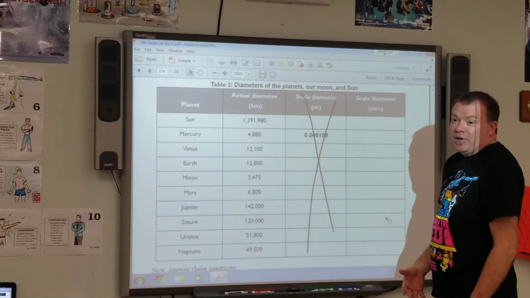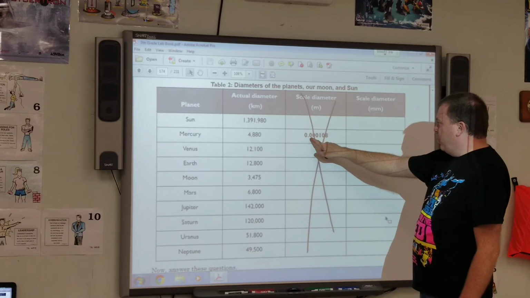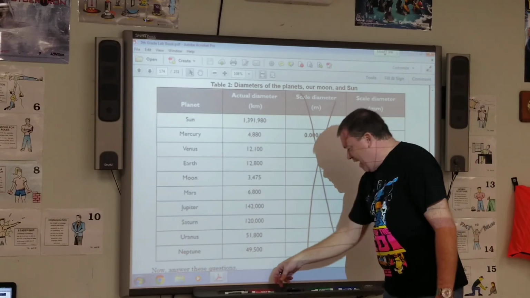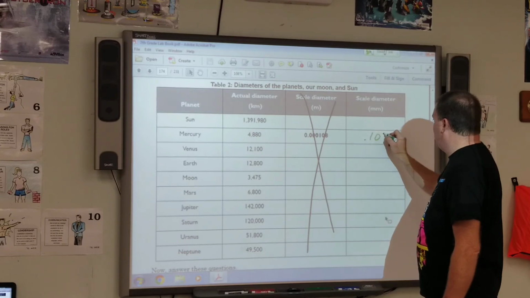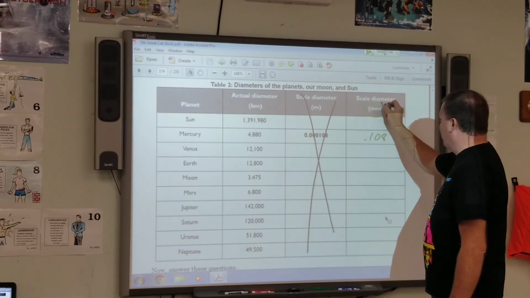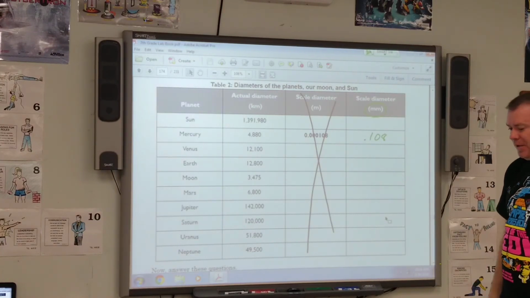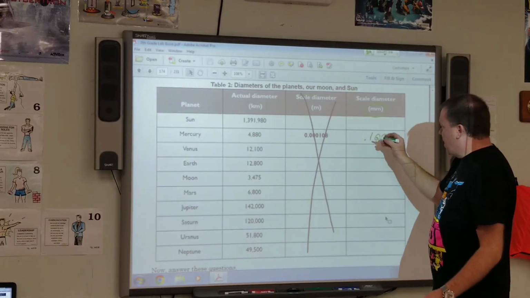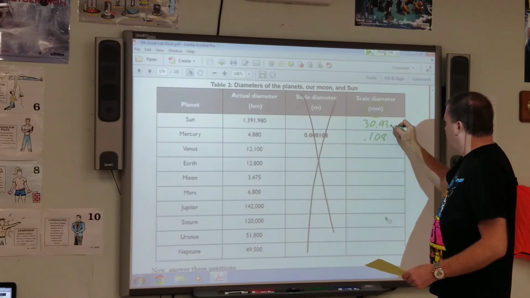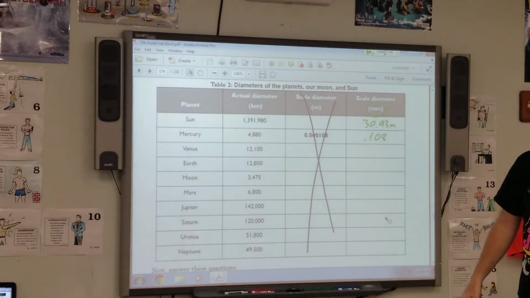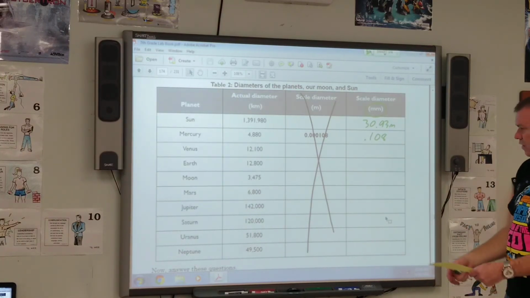So if we were to take the time to do this math here, like you showed above, all right, the first one you got was 0.000108. If you divide that by 1,000, you get 0.108, and that's in millimeters. So it's less than a millimeter in size at the same scale. If we keep doing the rest of the math now, we find that the sun is 30.93 millimeters, which is roughly almost 3.1 centimeters.